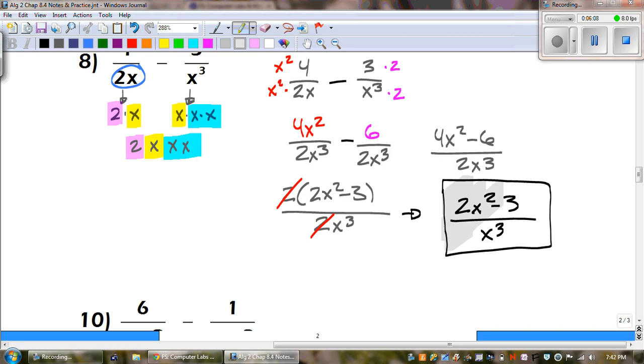So the first thing we found was the LCD. We multiplied the two fractions, and then we combined like terms.